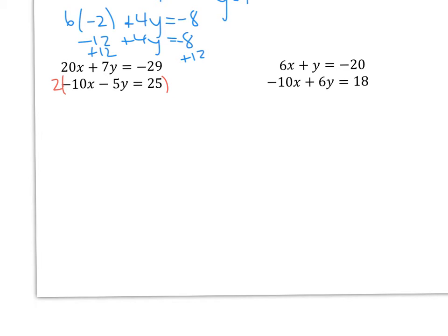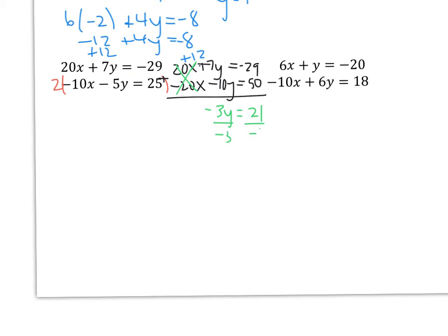So my first equation stays the same, so I still have 20x plus 7y equals negative 29, and now this turns into negative 20x minus 10y equals 50. And now I'm going to go ahead and add the two together so I can eliminate the x's, so 20 plus negative 20 goes away. 7 plus negative 10 is negative 3y, and negative 29 plus 50 is 21. Divide by negative 3, so y equals negative 7.